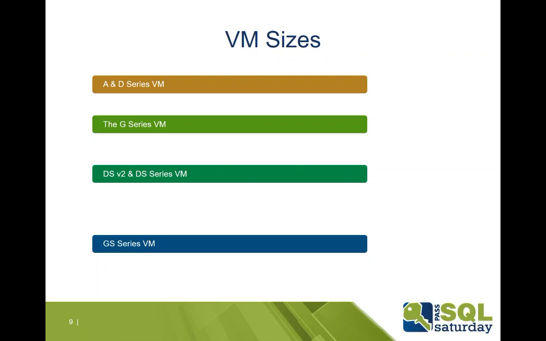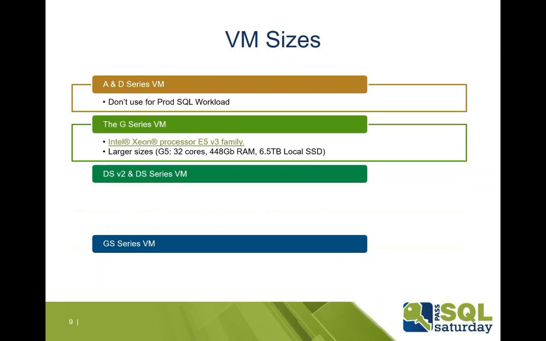Now, each individual family can have different sizes. For example, A2, A3, A4, you can keep on growing up. Those different sizes will give you different specs. For example, one would give you 2 core, the other will give you 8 core. So for SQL workload, we do not recommend using the A and D series family. We do not want any of our customers to use the A and D series family. I'll dive into why we say that.